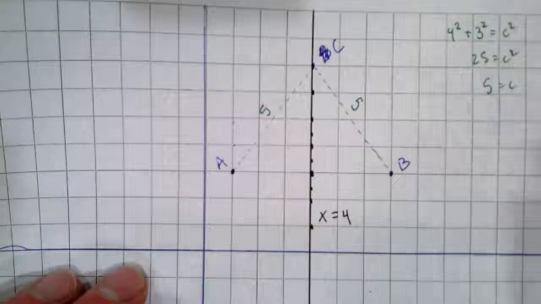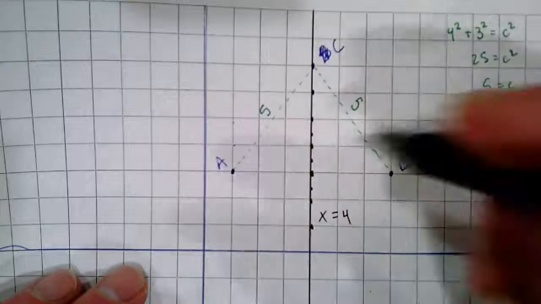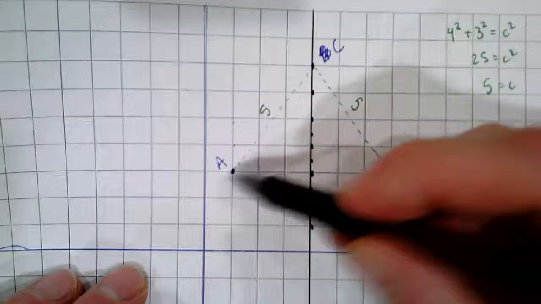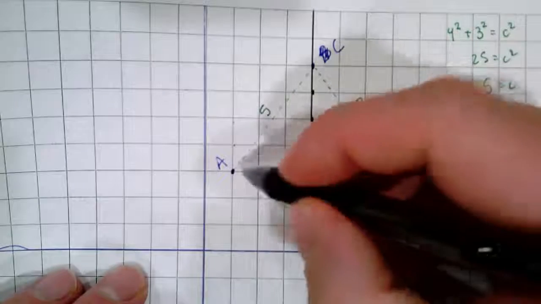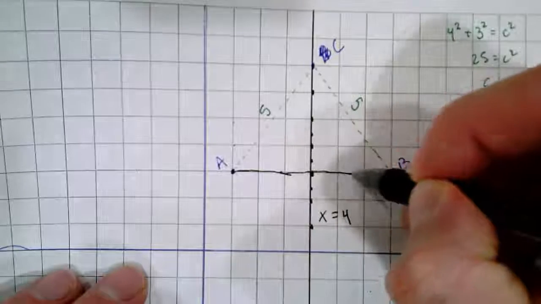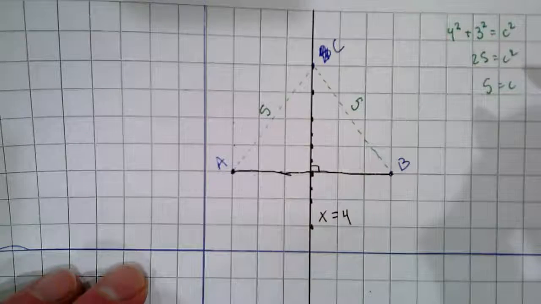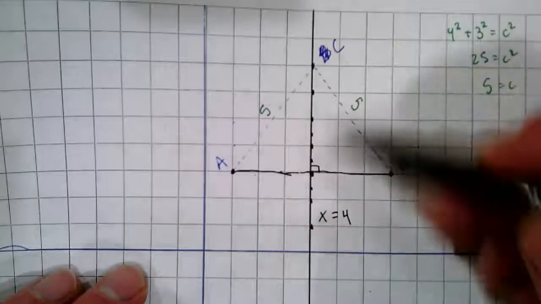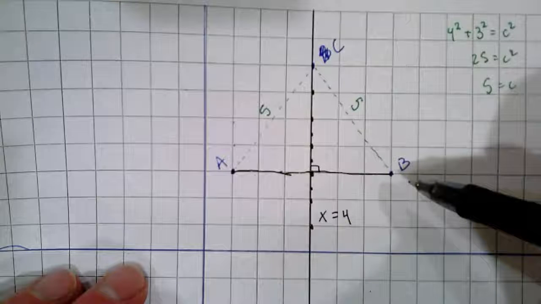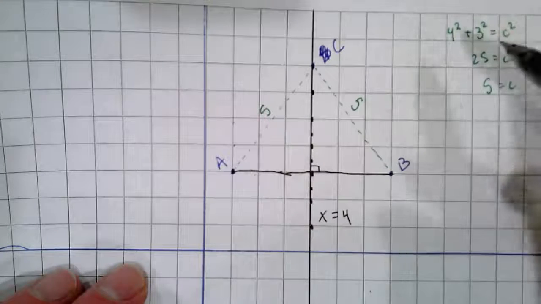Alright. Now, by the way, I want you to notice this line here cuts our original segment from A to B in half, and notice that it forms a right angle with segment AB. So it's perpendicular to the segment that has endpoints A and B.